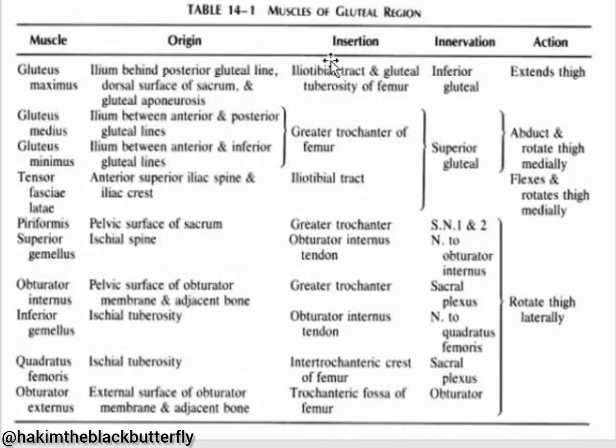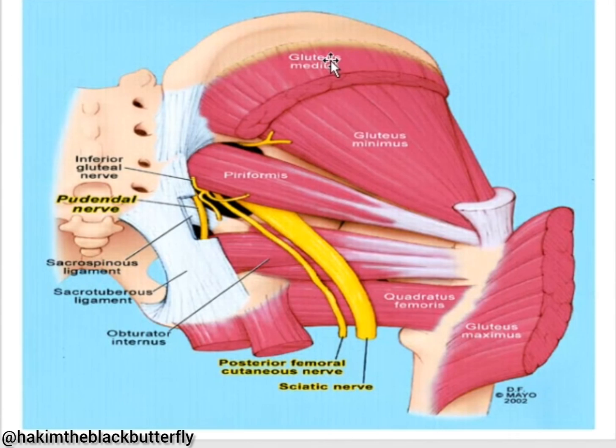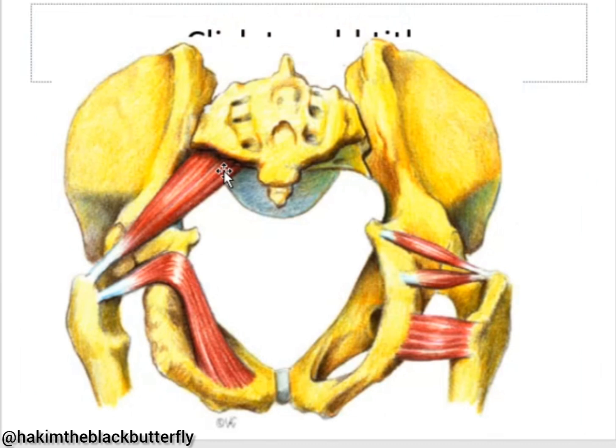For example, you have this muscle known as piriformis muscle. This is the posterior view of the pelvic bone. Piriformis muscle originates from the anterior surface of the sacrum.